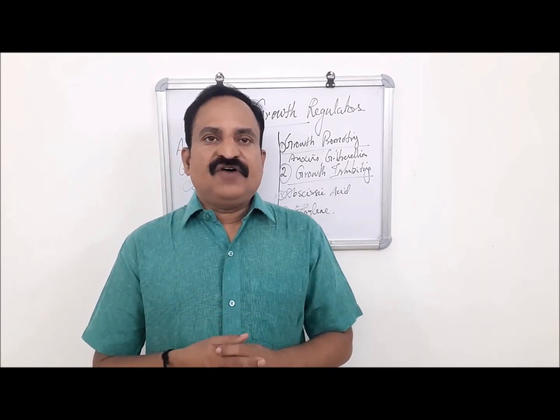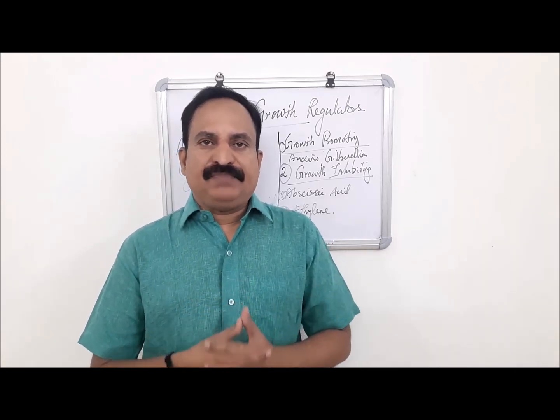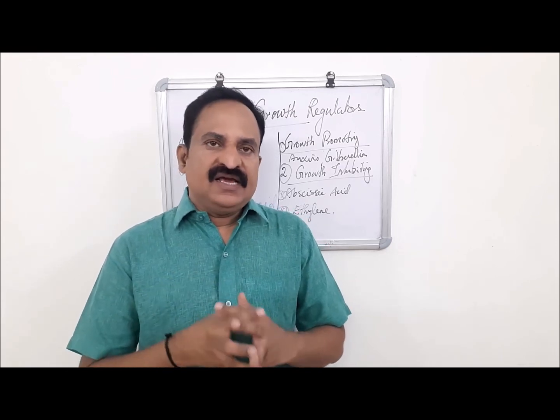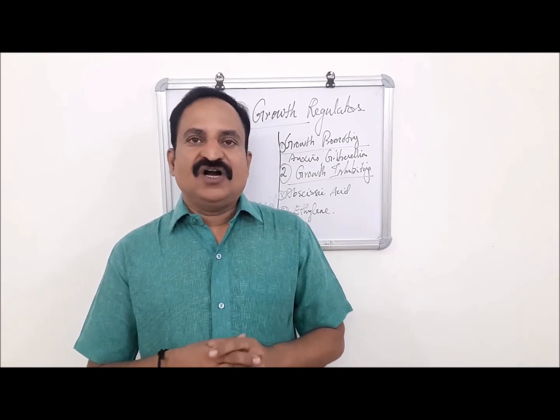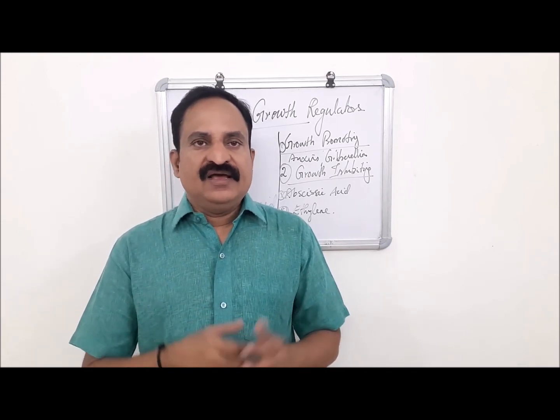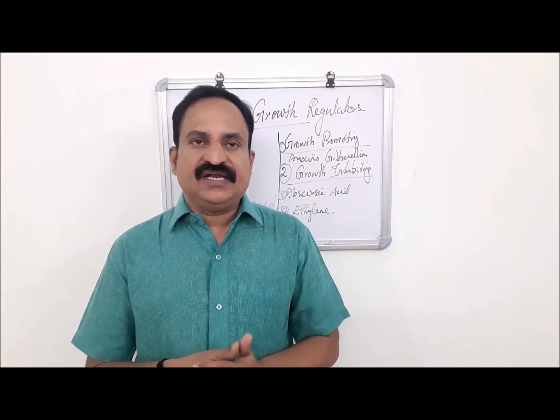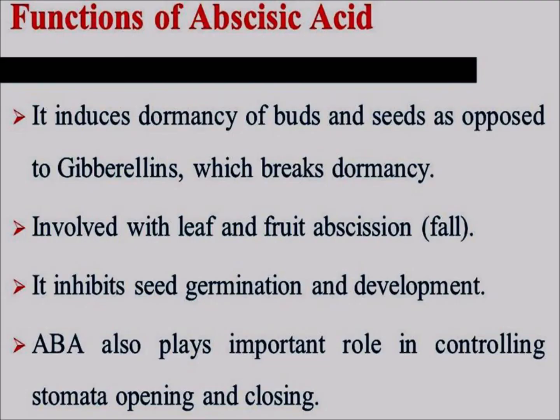Abscisic acid functions as a stress hormone that helps plants to pass adverse environmental conditions. For example, under severe drought, it prevents water loss by closing the stomata. It acts as antagonistic to gibberellins. Functions of abscisic acid: it induces dormancy of buds and seeds, as opposed to gibberellin, which breaks dormancy. Involved with leaf and fruit abscission or fall, it inhibits seed germination and development. Abscisic acid also plays an important role in controlling stomata opening and closing.